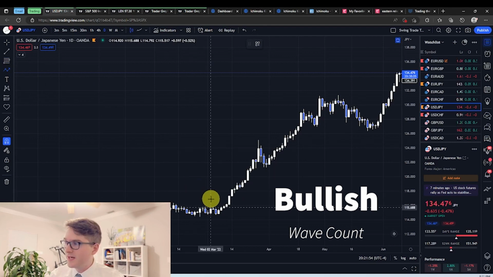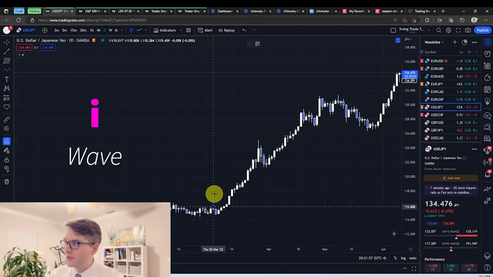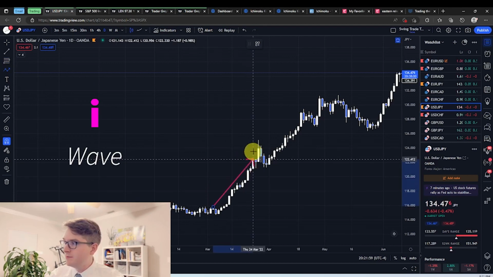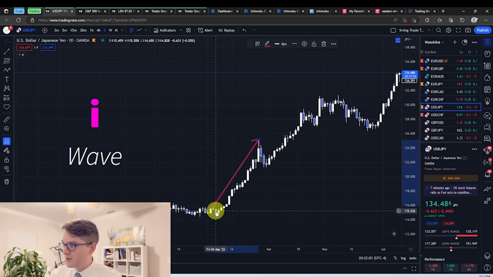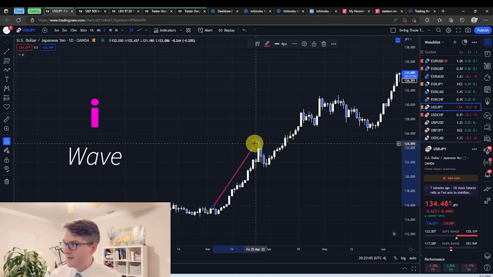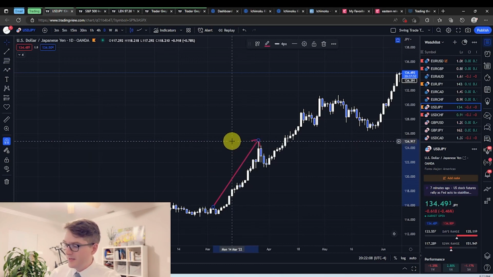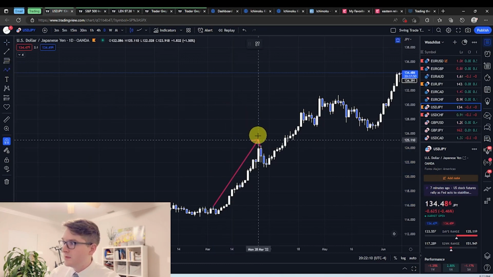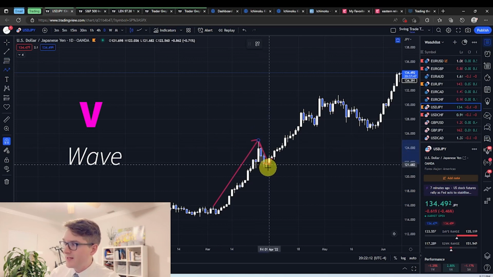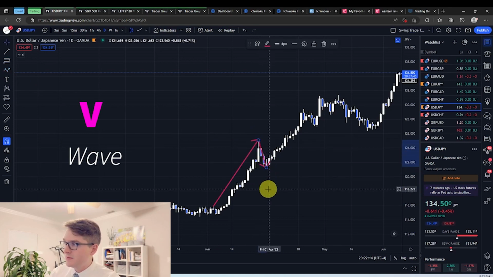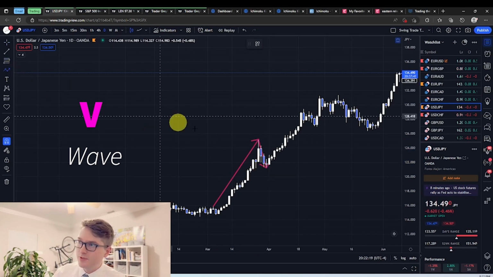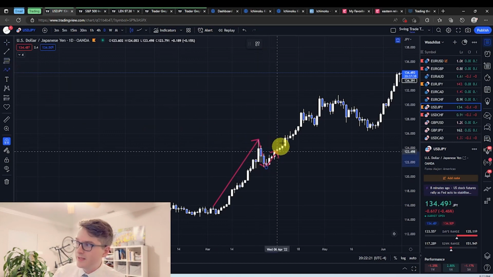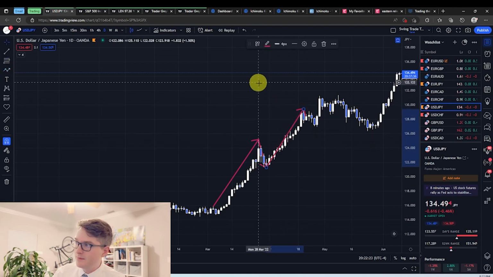So let's start with the I wave. So follow my cursor up. This impulse up here is the I wave. So we have an impulsive wave up. That's the I wave. Now, we have a corrective wave back down. Now we have the V wave. And now, simply, we have another impulse back up. And there you have it.